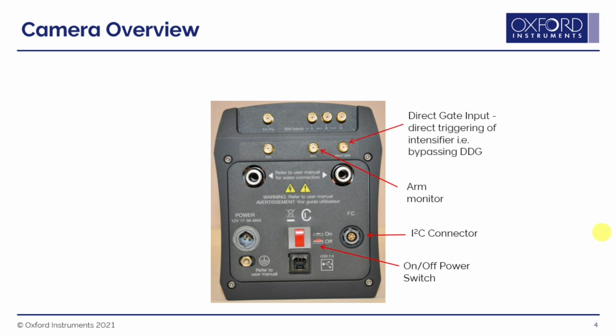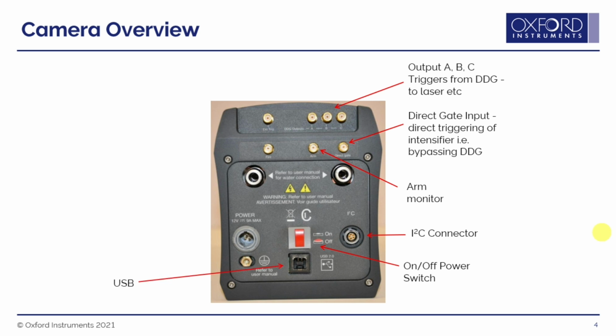We also have a direct gate input, and this can be used for directly triggering the intensifier and bypassing the internal DDG. This can maybe be used if you're trying to really minimize your jitter when you're using some kind of external triggering setup. We also have a variety of outputs, so output A, B, and C. These are used as triggers, so when you're using the camera either as a master or as a secondary trigger. These are outputs that can be sent from the camera to up to 3 different sources. So it could be if you're triggering a laser to fire, for instance, from the camera, or it could just be to move a sample stage or something like that.